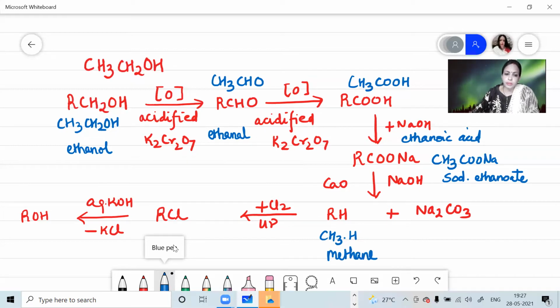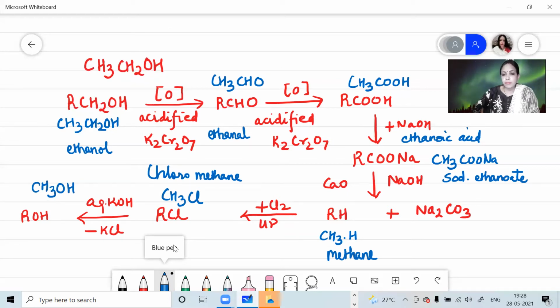This methane, when treated with chlorine, forms CH3Cl, chloromethane. So we started writing the name as ethanol because the carbon atoms were 2 in the reactant, and we are ending up writing the names in terms of methane because now we are left with 1 carbon atom. So this chloromethane, when it is treated with the aqueous KOH, it gives you the required alcohol, CH3OH. So this completes the session for conversion of higher alcohol into lower alcohol.